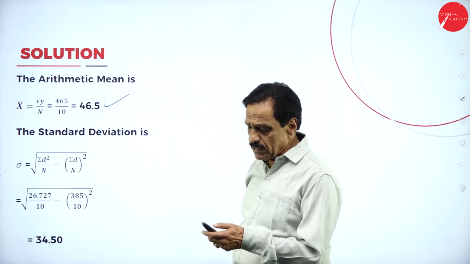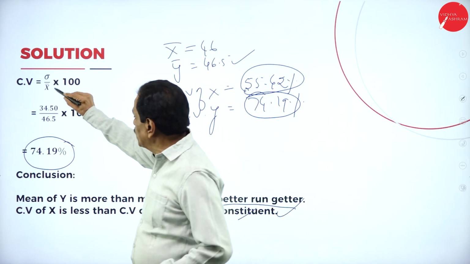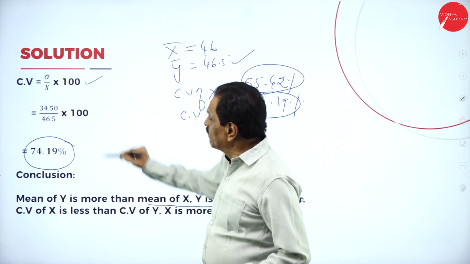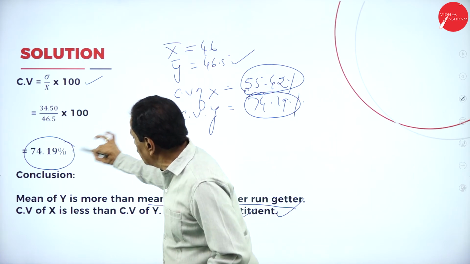Then apply the formula CV. CV is equal to standard deviation divided by mean into 100. 34.50, what it will come here.